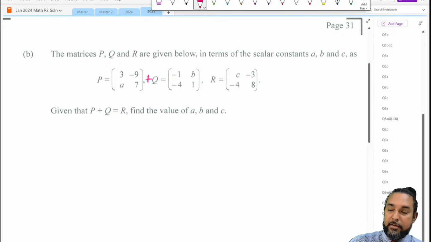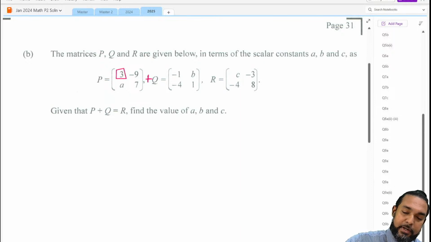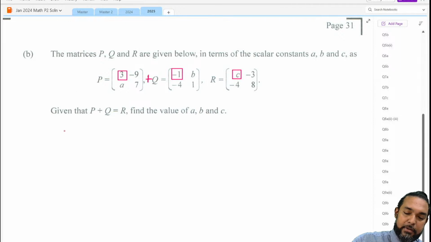When you're adding matrices together, we add the corresponding elements. So the top left-hand side adds to the top left-hand side and equals the top left-hand side. The first one we have is that 3 plus minus 1 is equal to c. 3 plus minus 1 simplifies to 3 minus 1. And what's 3 minus 1? 2. So therefore, 2 is equal to c.